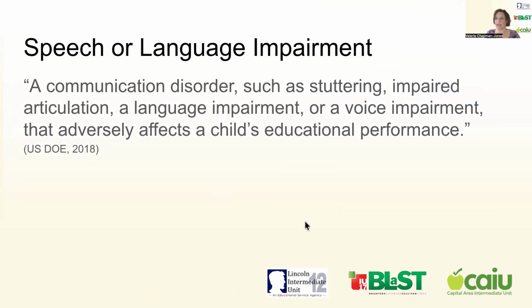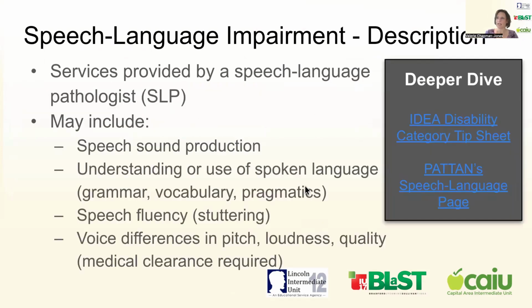The next disability category is speech or language impairment. Please pause the recording and take a second to read over that federal definition, and the description of what is a speech language impairment. The person in your school who would provide services for students who need specially designed instruction in this area is a speech language pathologist. You may commonly hear terms like speech therapist or speech teacher, but a speech language pathologist is the professional who provides these services.